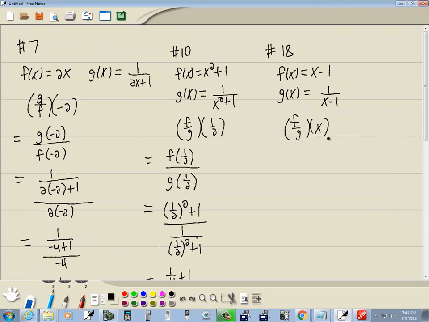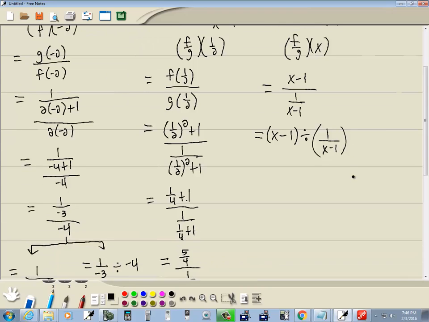Okay. Now this one, there is no number. So when we say f divided by g, we're simply going to put the f on top, and we'll put the g on the bottom. Now what this looks like is this is x minus 1, I'll put x minus 1 inside of parentheses, divided by the bottom part, 1 over x minus 1.